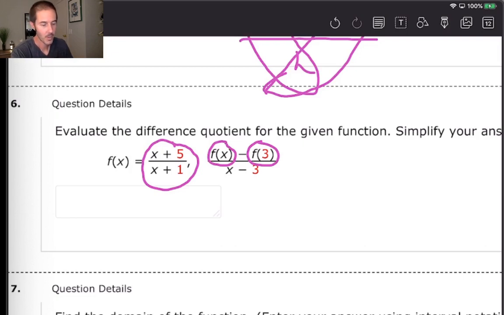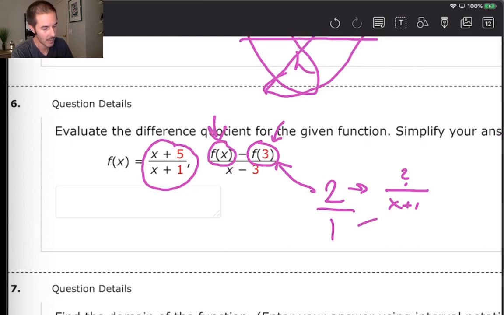Once you've done that, you're going to have a fraction, f of x, minus a number. You'll need to create a common denominator in order to do that subtraction. Whatever f of 3 is, 8 over 4, 2, okay? You're going to have to take the number 2, or 2 over 1, and turn it into something over x plus 1. This denominator has to become an x plus 1.